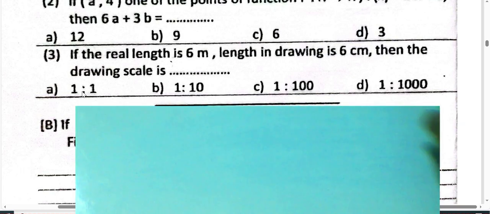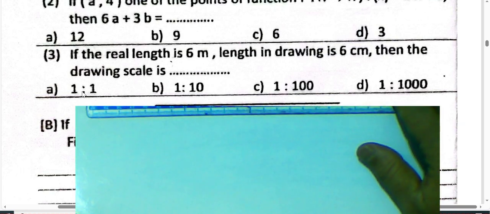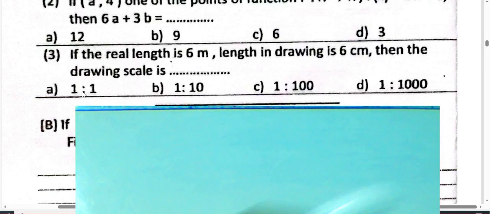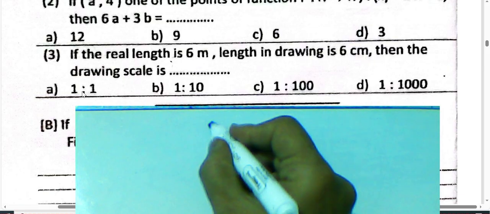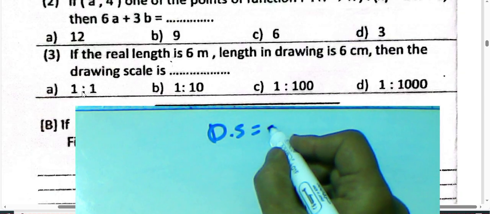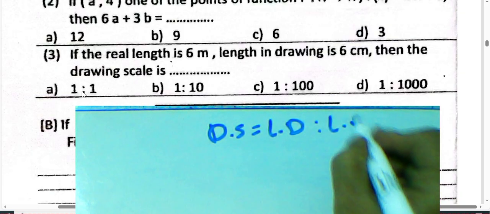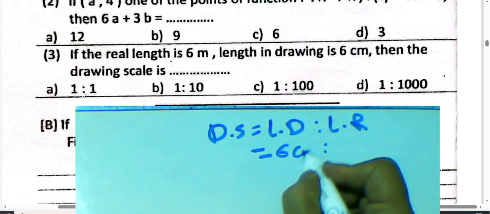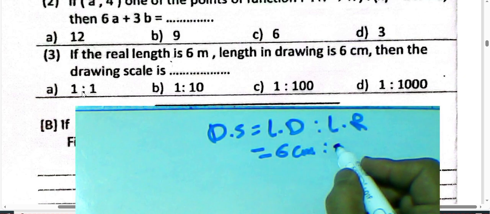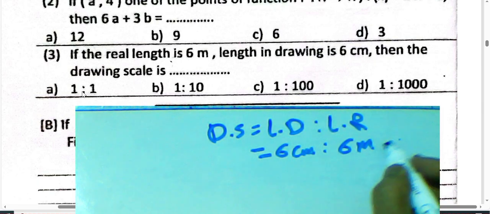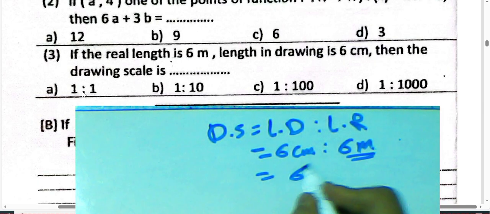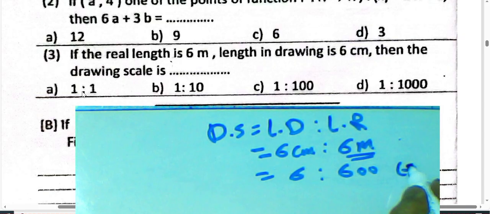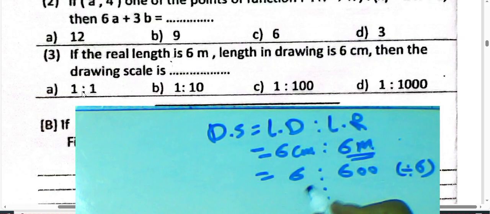Next question. If the real length is 6 meters and the length in the drawing is 6 centimeters, then the drawing scale is what? Do you remember drawing scale? It is the ratio between the length in the drawing and the length in reality. Length in the drawing, we have 6 centimeters, and length in reality, 6 meters. You can convert from meters to centimeters, right? 6 to 600. Then you can divide by 6 to simplify it. 6 divided by 6 is 1 and 600 divided by 6 is 100.